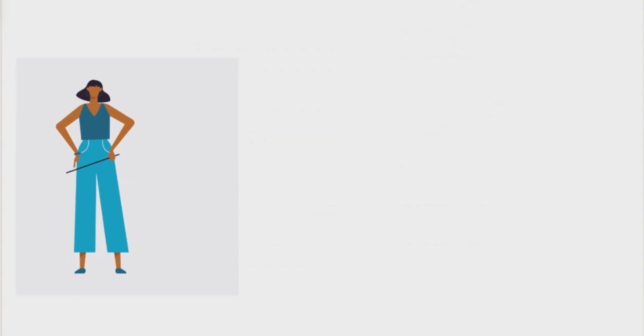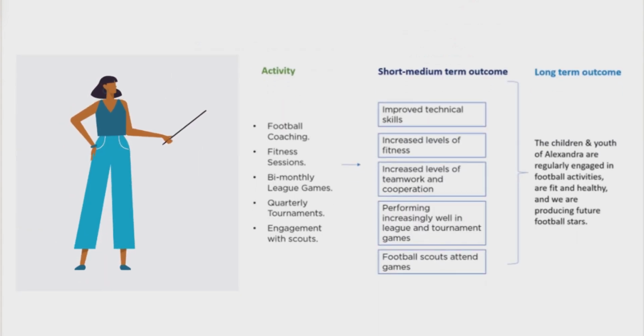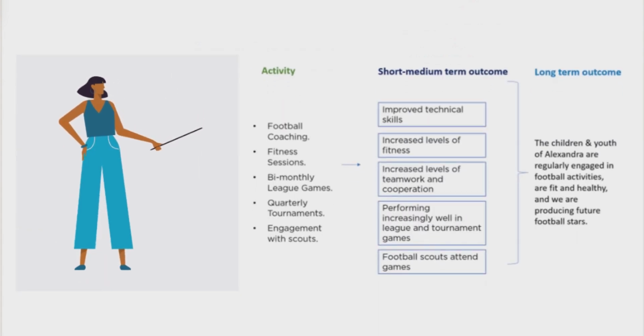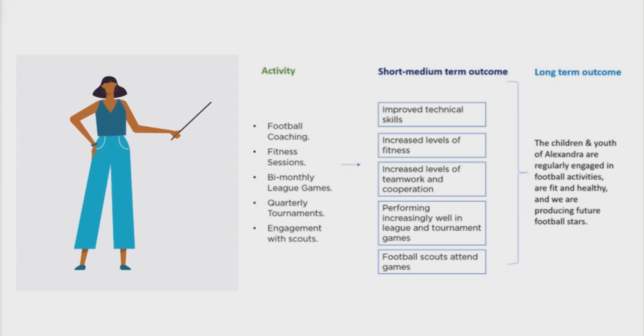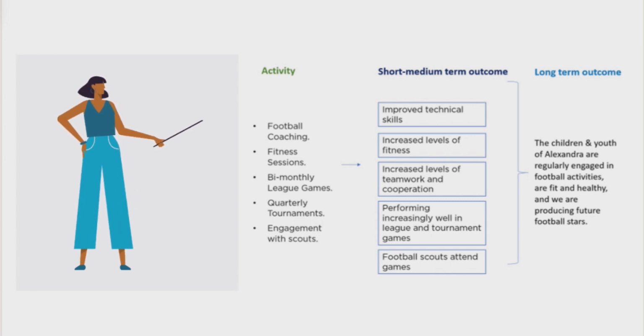However, as soon as they start mapping out the short and medium-term outcomes that are needed to produce the long-term outcome, it becomes easier to see the activities that will help bridge the gap from inputs to overall goal. The organization knows how they are going to get there via activities and have a way of knowing if they are on track via short to medium-term outcomes.